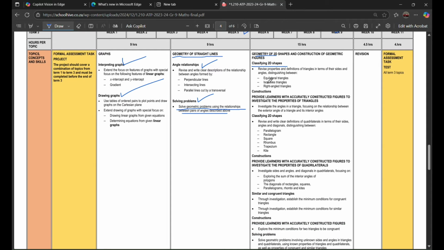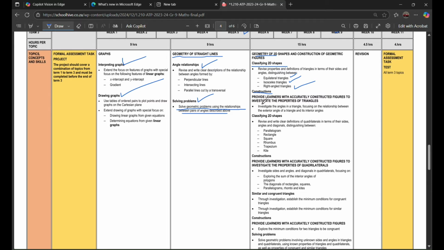You're going to learn about the revised properties and definitions of triangles in terms of their sides and angles, and be able to distinguish them, like the equilateral triangle, the isosceles triangle, and the right-angled triangle. You're also going to learn about the constructions of it.